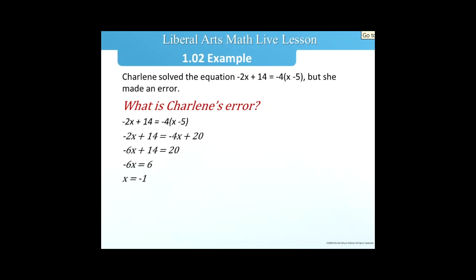So the first step would be to distribute that negative 4 on the right. When we do that, we get negative 2x plus 14 equal negative 4x plus 20. Everything is the same, so this step is correct. The next step, we want to get our x's together on one side. I can see that Charlene put her x on the left side. So that means she moved this negative 4x over with the negative 2x. That's a negative 4, so we have to add it. When we add it, we get negative 2 plus 4, we get a positive 2. So we can see right here, this is the mistake.